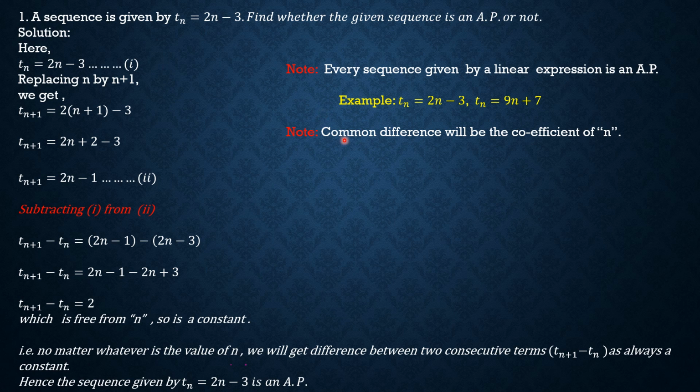And next note, you must keep in mind that the common difference will be the coefficient of n. In this case, the coefficient of n is 2. So the common difference of the sequence given by this expression will be 2. Similarly, the common difference in this case will be 9. In our case, the common difference is 2. This is a common difference. It is 2 and 2 is the coefficient of n. I hope this is clear to you.